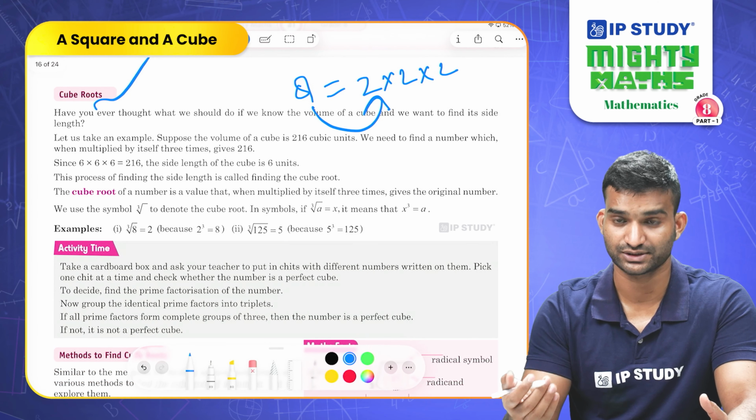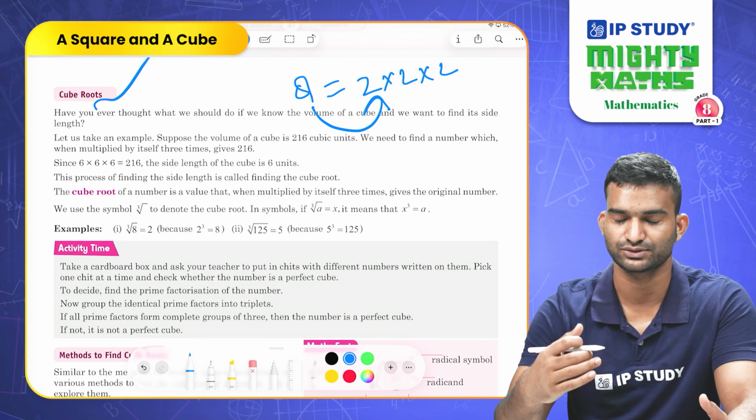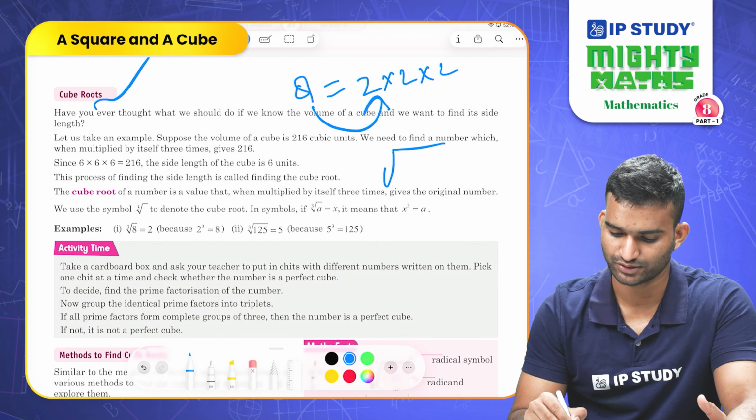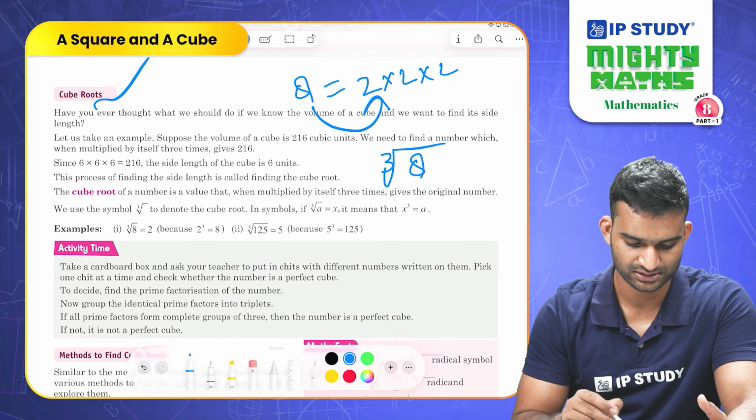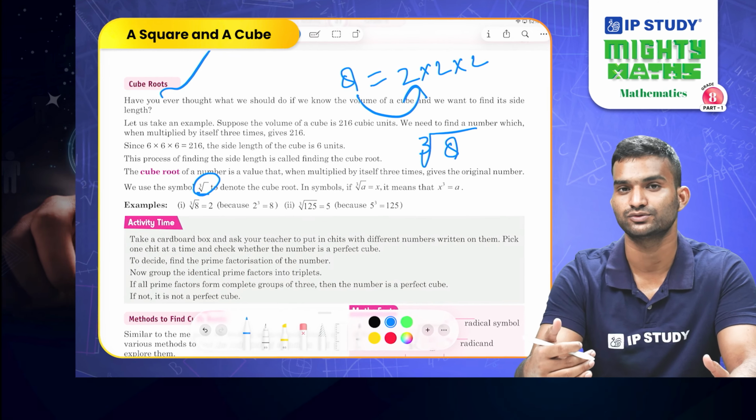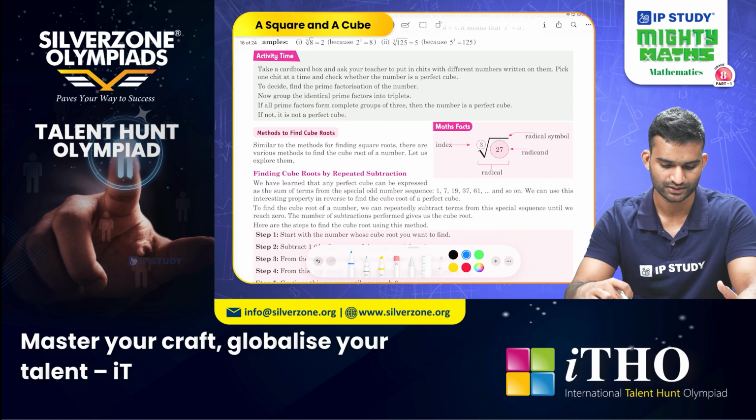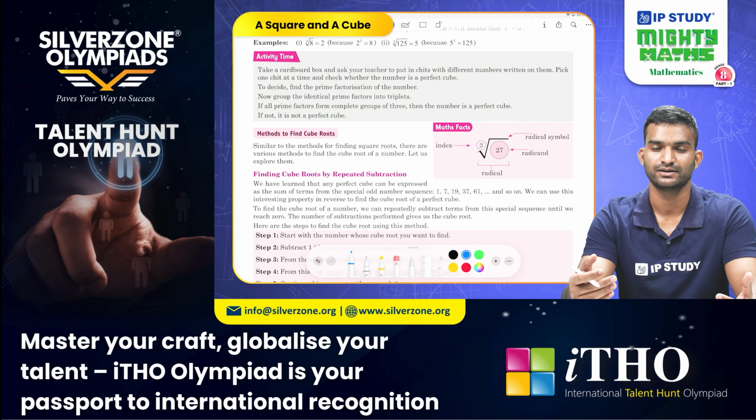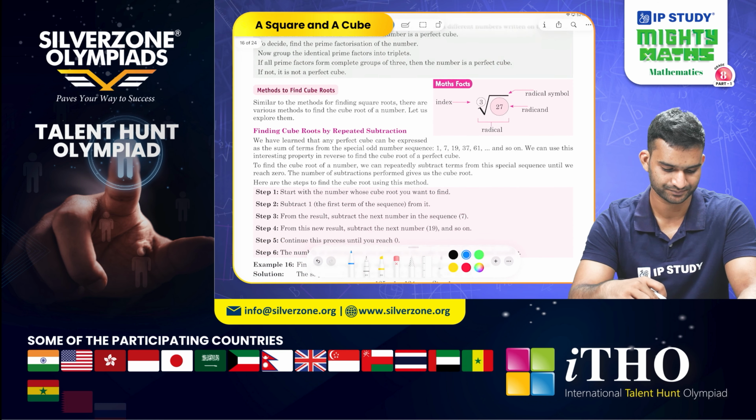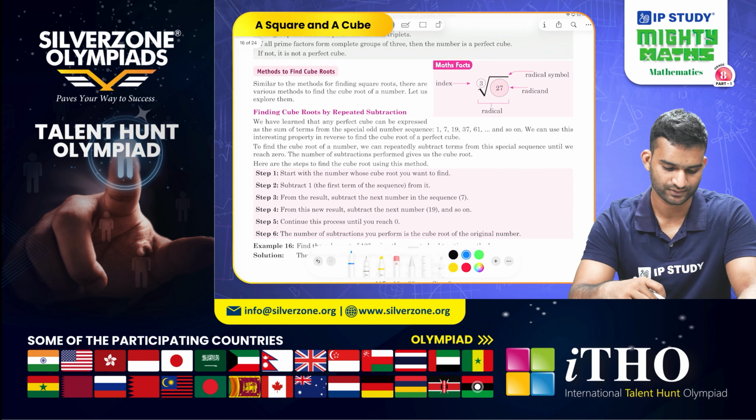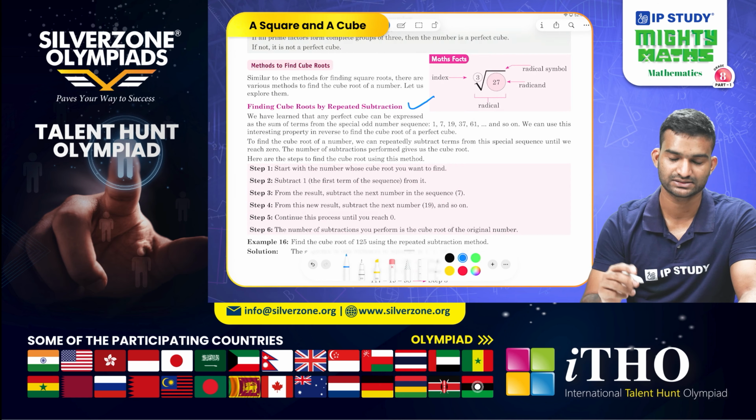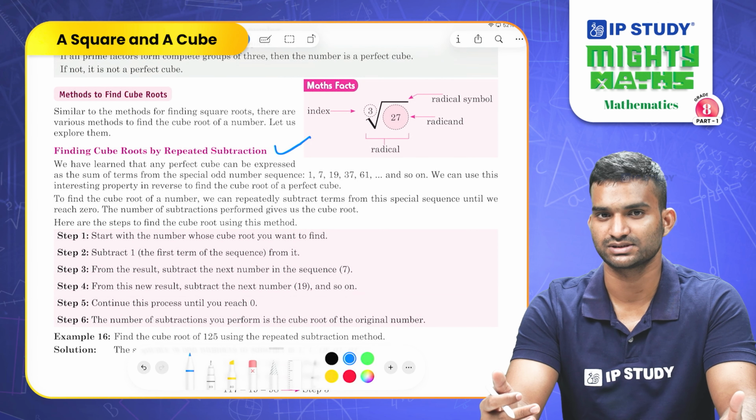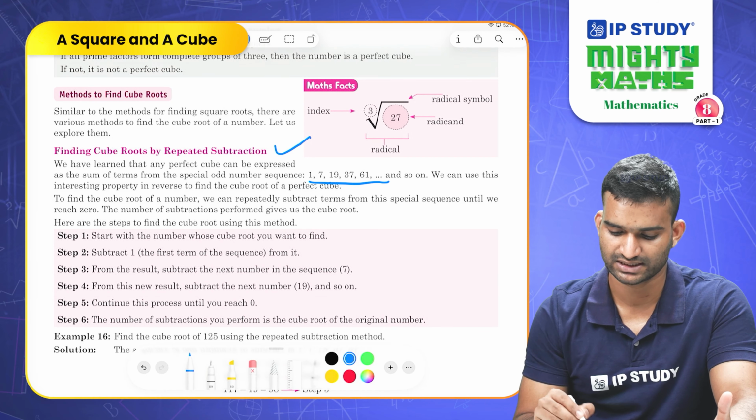There is a notation for the cube root of a particular number. If we have to find the cube root of 8, we write it like this. This is the notation for finding the cube root of a particular number. Let's understand different properties of cube roots and how to find the cube root of a number. Our first method is finding cube roots by repeated subtraction. There is a special sequence which is 1, 7, 19, 37 and 61.